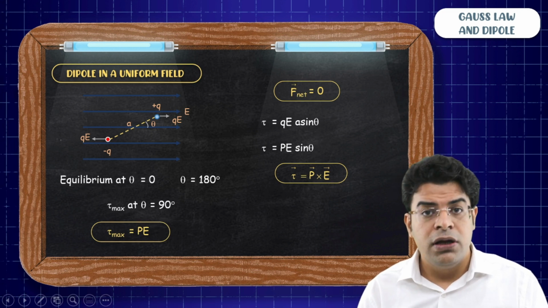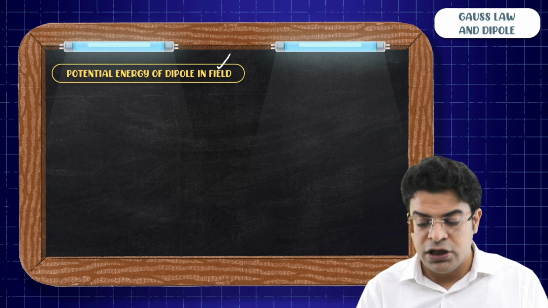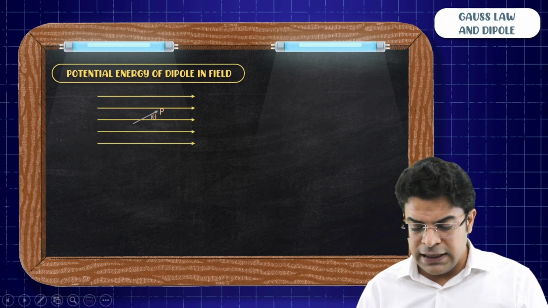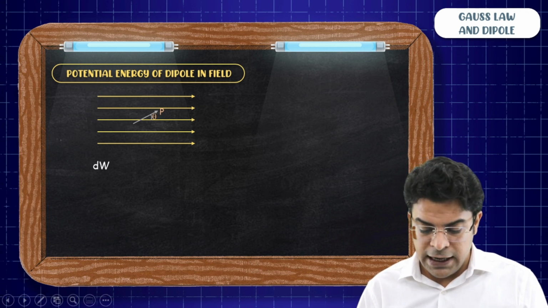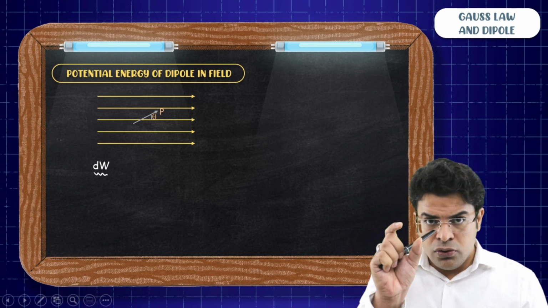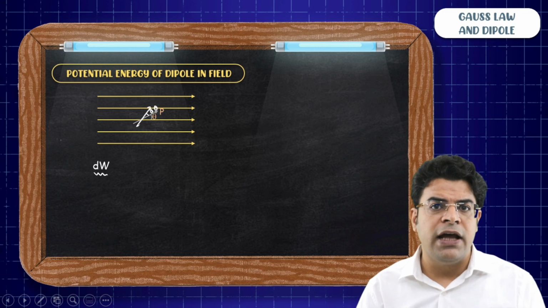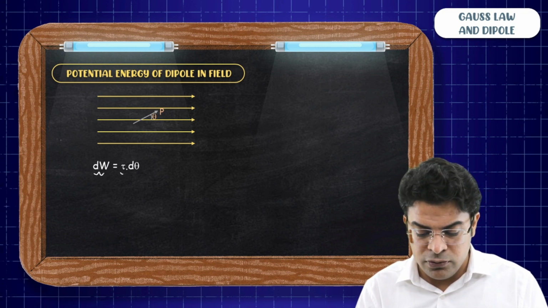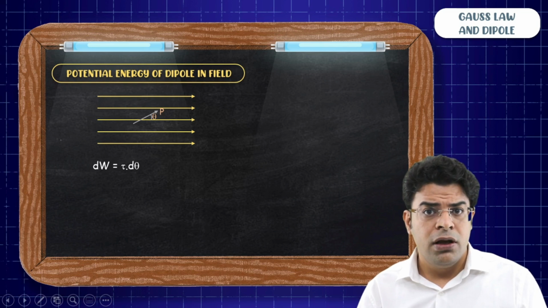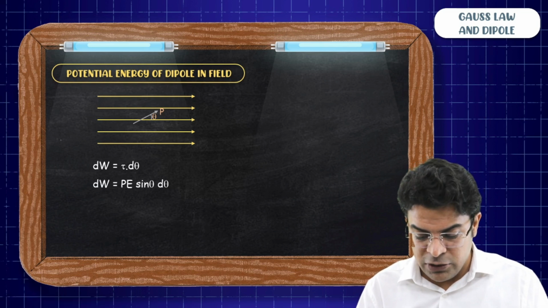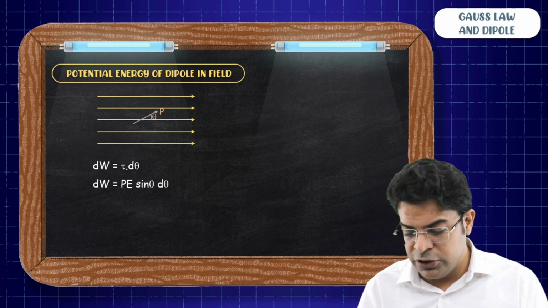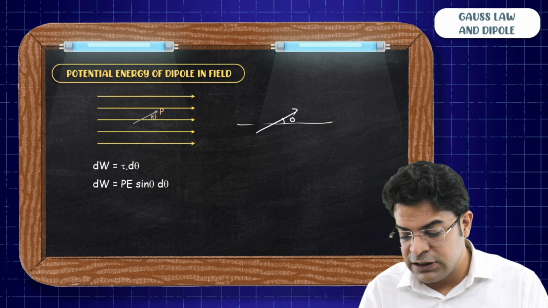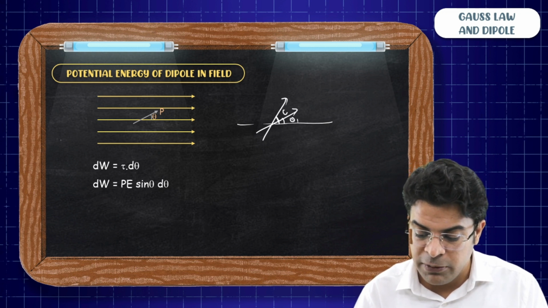Let's talk ahead. Let's understand something called potential energy of a dipole in a field. Let's say we have this dipole making an angle theta with the electric field E. We know that the infinitely small work done to rotate this dipole by an infinitely small angle d theta is given by dW equals tau dot d theta. Now we know that the torque is PE sine theta. So the infinitely small work done has to be PE sine theta d theta. Let's say we are turning the dipole from some initial orientation where it makes an angle theta 1 to some final orientation where it makes an angle theta 2.